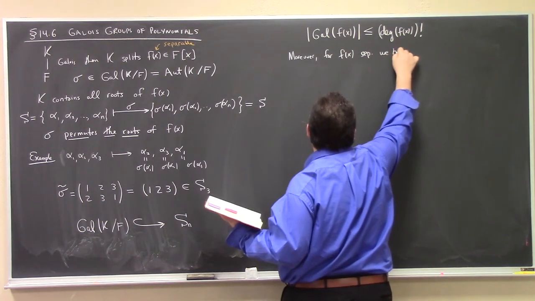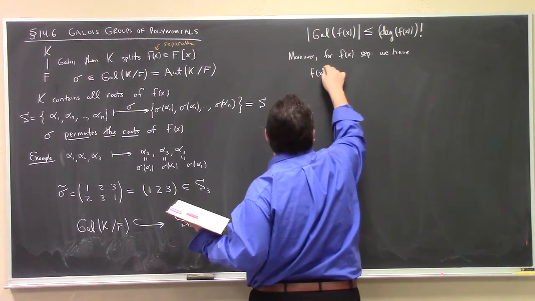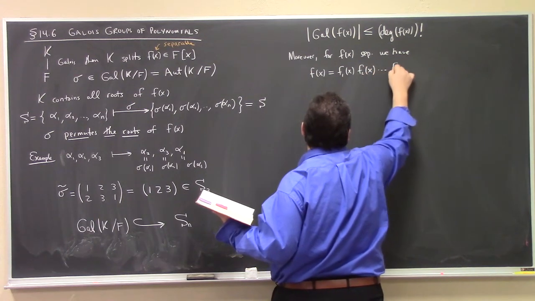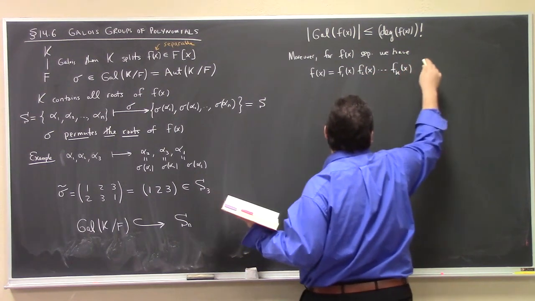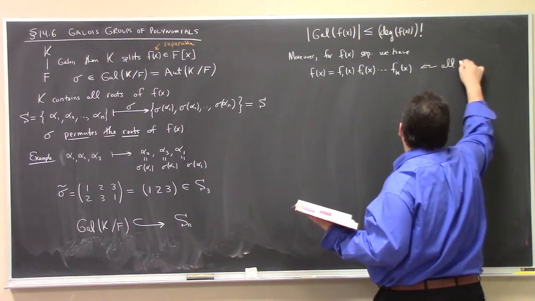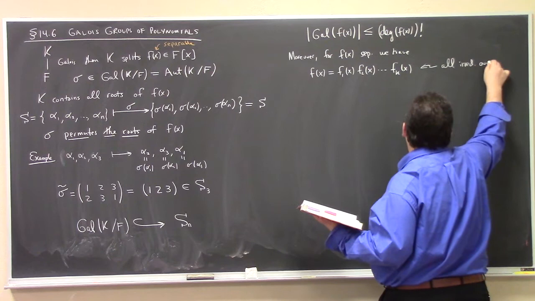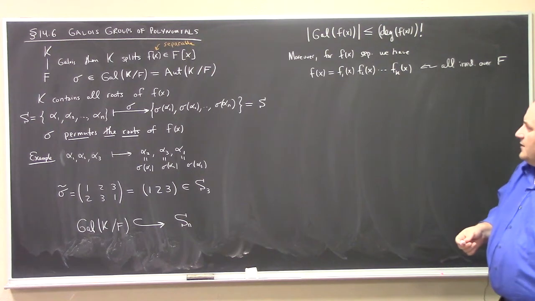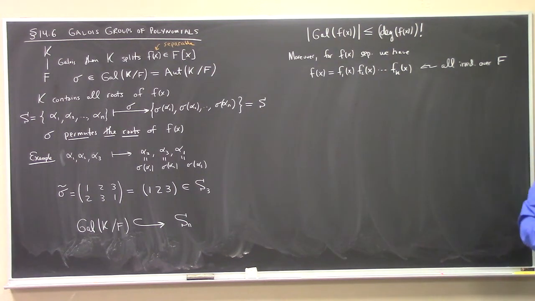we have f of x equal to f1 of x f2 of x through fk of x, all irreducible over F, right? Remember that we can take any polynomial and factor it into a product of irreducibles. And we know that those irreducibles are not repeated. These are distinct irreducibles because we're assuming separable, right? And so what happens then?